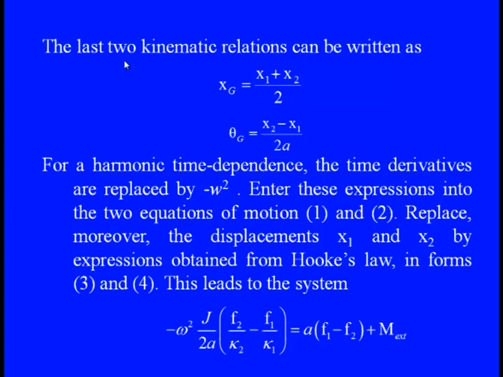And we know that this is a harmonically time-dependent problem where the time derivatives are replaced by minus omega squared. So when we keep those equations together, using Hooke's law, our equations now become minus omega squared j by 2a times F2 by k minus F1 by k.